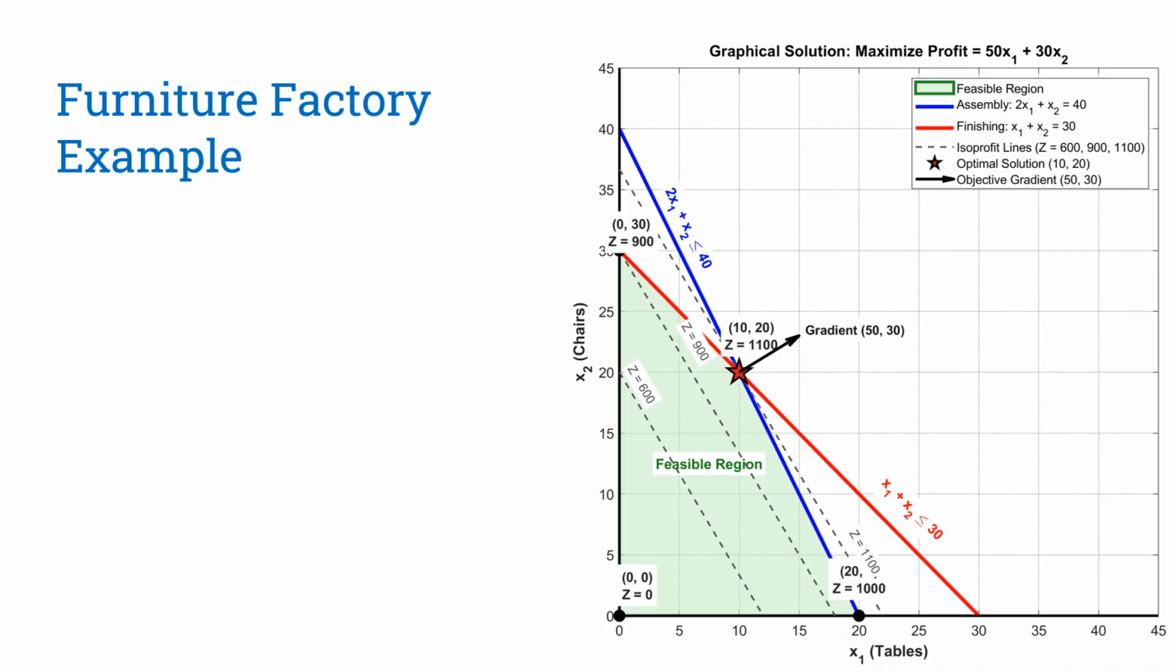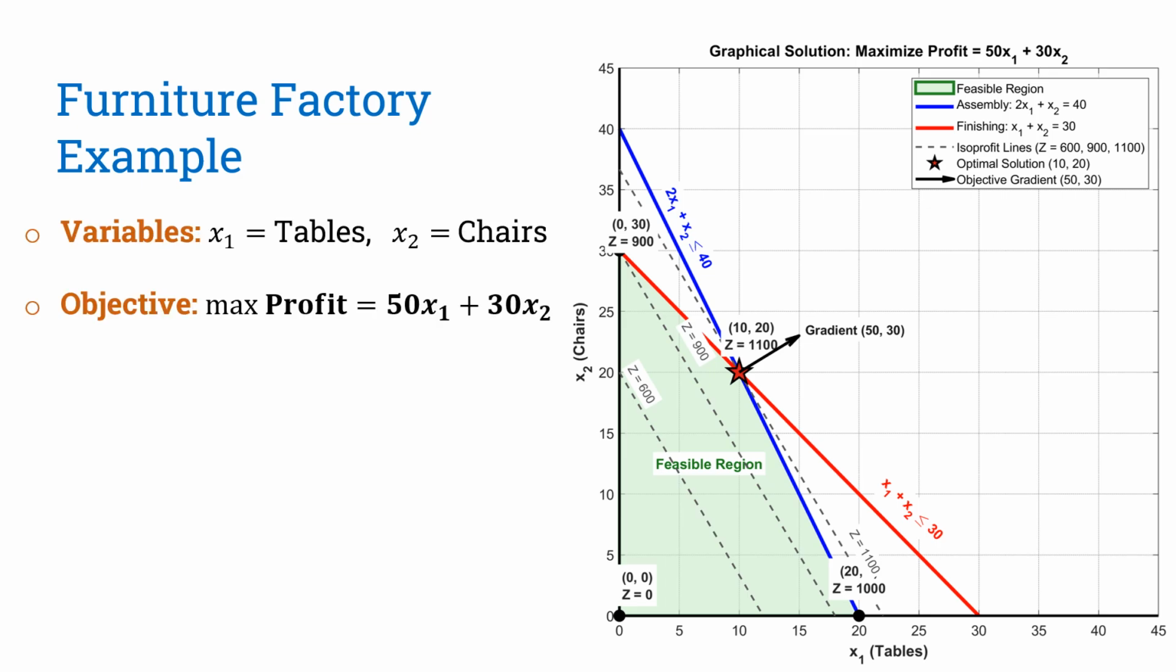Let's walk through a classic example. A furniture factory produces two products, tables and chairs. Each table yields $50 in profit, while each chair yields $30. Our goal is to maximize total profit.